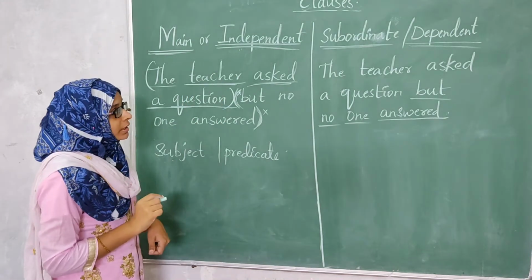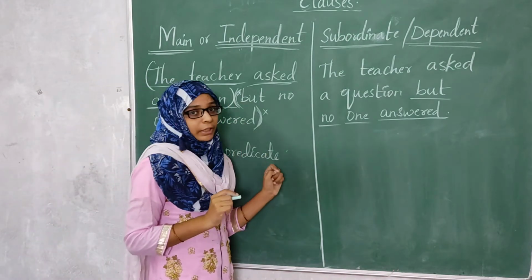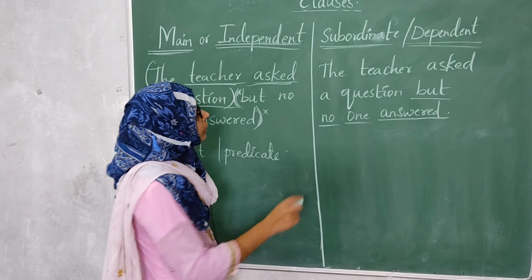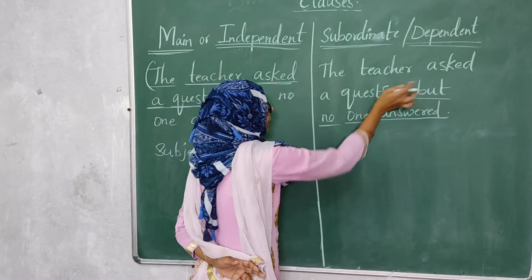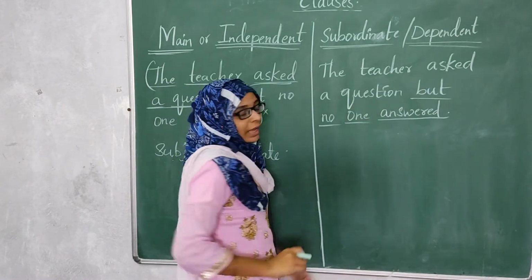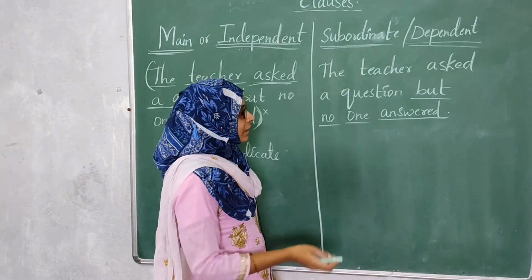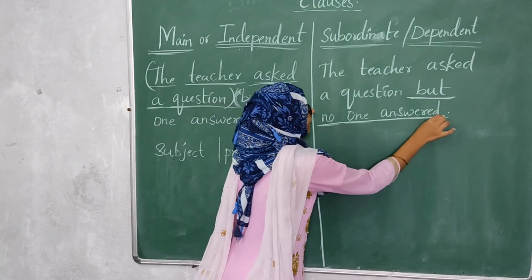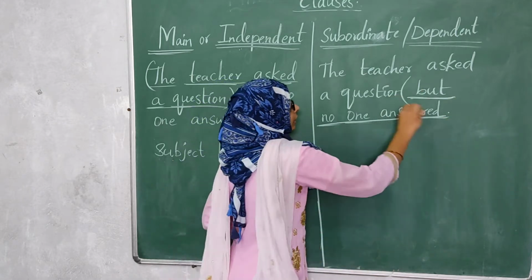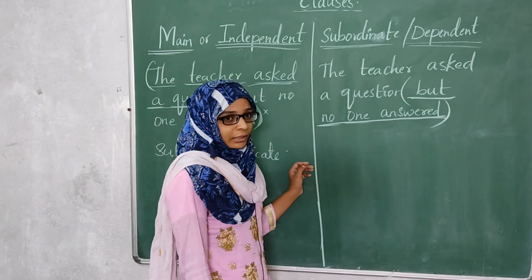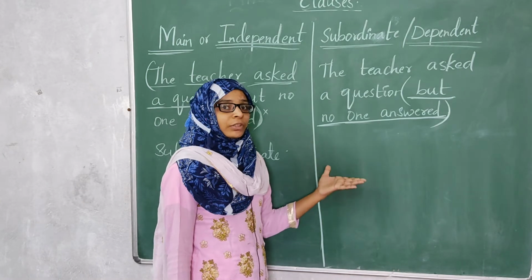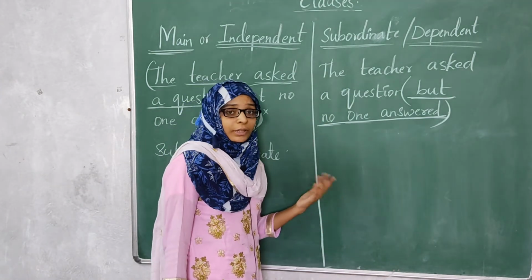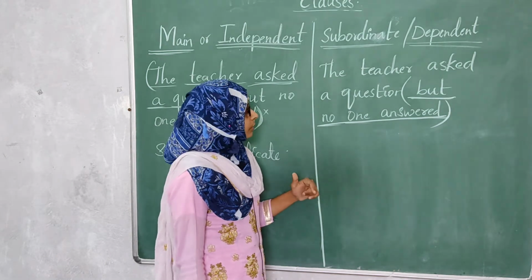Now let us see what is subordinate or dependent clause. I have taken the same example, children. Look at this example. The teacher asked a question but no one answered. Now let us consider this underlined part: but no one answered. What do you understand by this, but no one answered? Who did not answer? What was not answered? You will raise questions in your mind, isn't it?